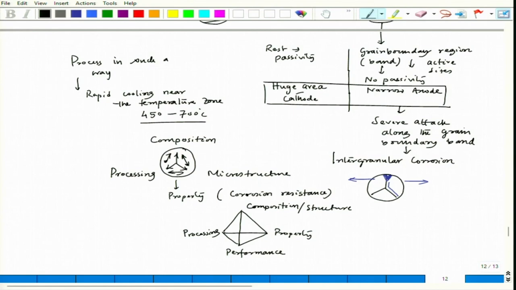So let us stop here. We'll extend our discussion on the surface character of metals and alloy components, and we will see that by changing the surface only, we can actually get rid of corrosion to a great extent.